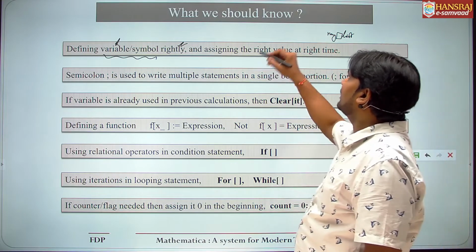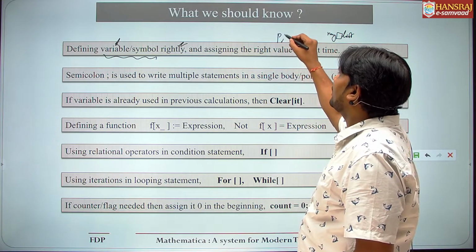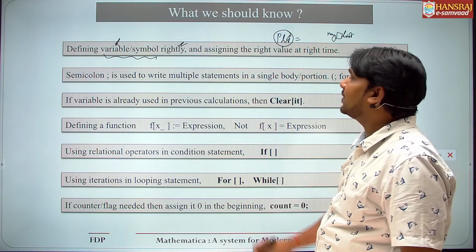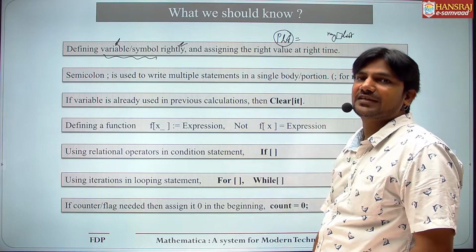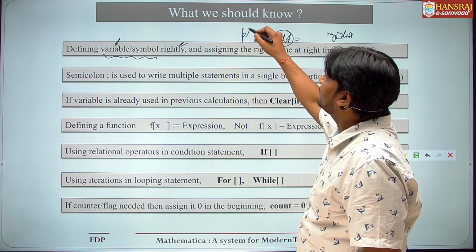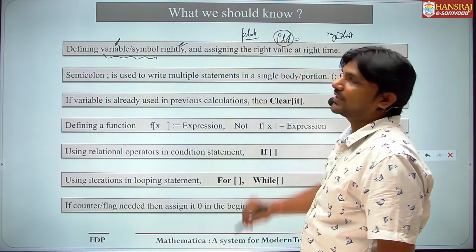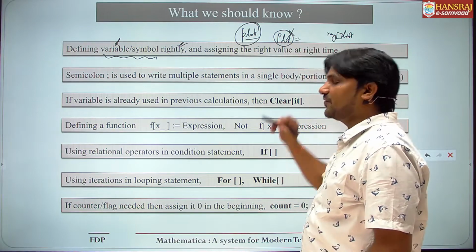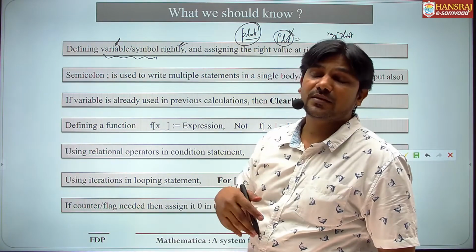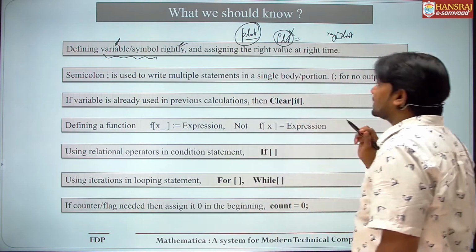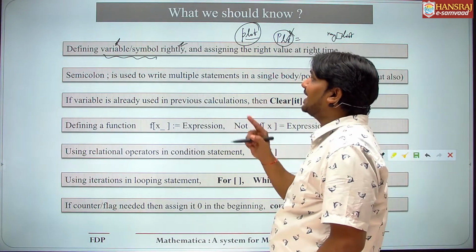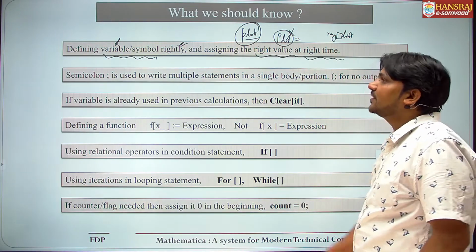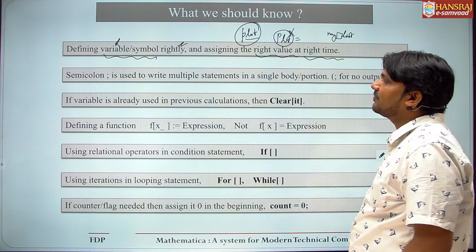For example, I want to create my own plot, I want to define Plot, but that is the wrong way, because Plot is already a built-in function in Mathematica. You can define small p, lot. So you can define this word, but you can't define that word, which is nothing but a keyword or a built-in function. That is the meaning of defining your variable or symbol rightly and assigning the right value at the right time. We will go through examples of how to do that.